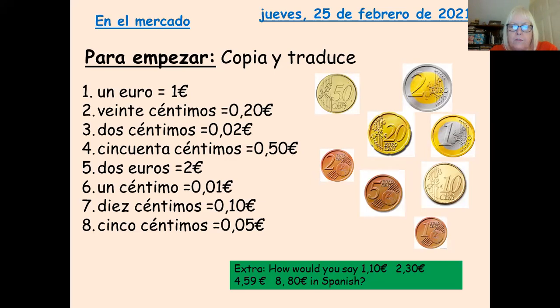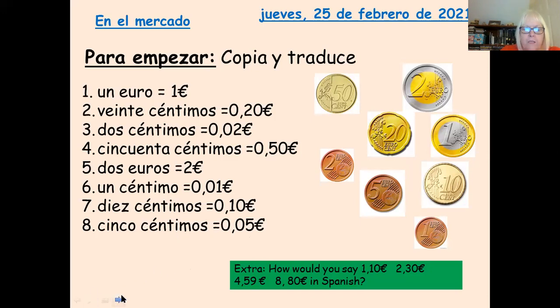50 centimos is 50 cents. 2 euros is 2 euros. Un céntimo, 1 cent. 10 centimos, 10 cents. 5 centimos is 5 cents, and that's how you would write it. Okay, so I'm sure lots of you have been to Europe, although not for the last year or so, but you will have bought things in Spain or France or Italy, so you're probably quite familiar with this.